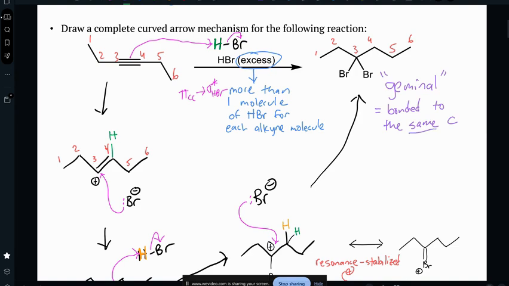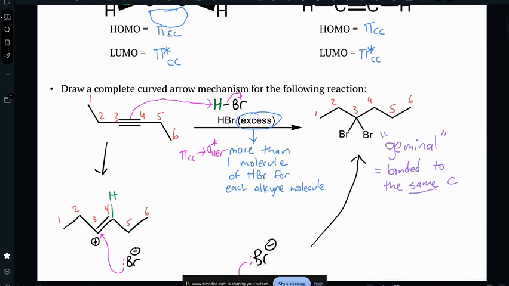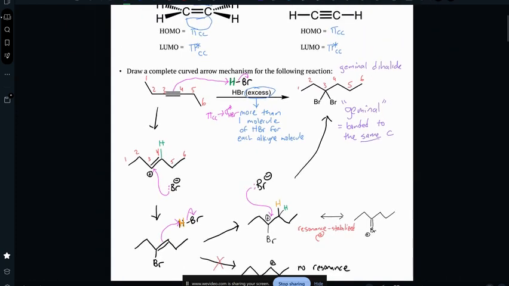So vicinal meant bonded to neighboring carbons, so they're in the same vicinity. Geminal means they are twinning, they're on the same carbon. So this would be a geminal dihalide. We've seen before that we could make a vicinal dihalide by reacting an alkene with Br2. This would be a way to make a geminal dihalide.